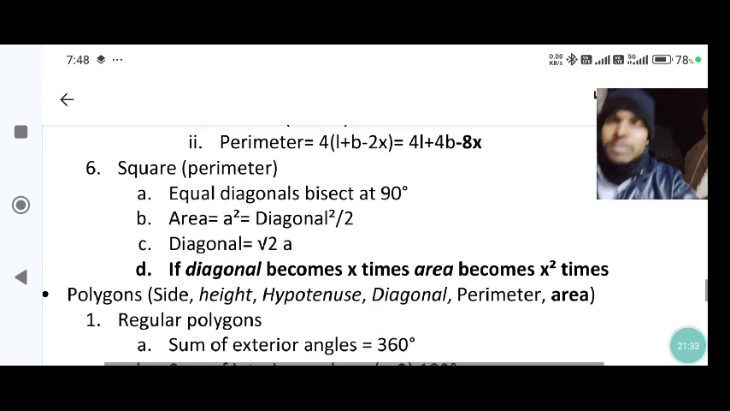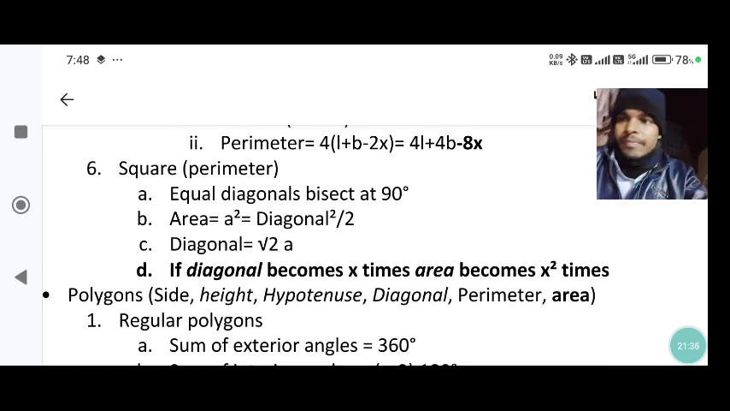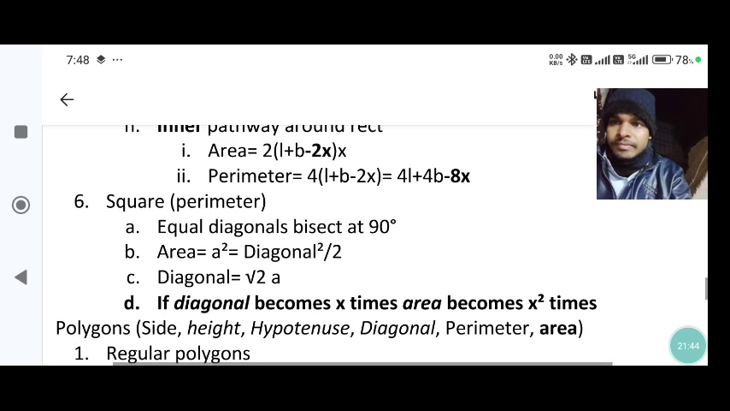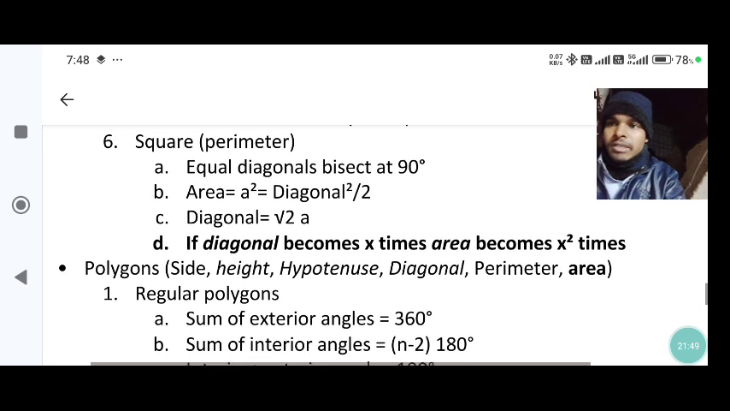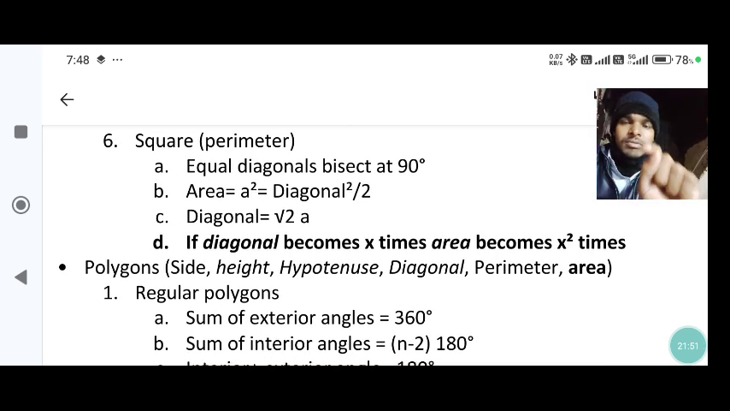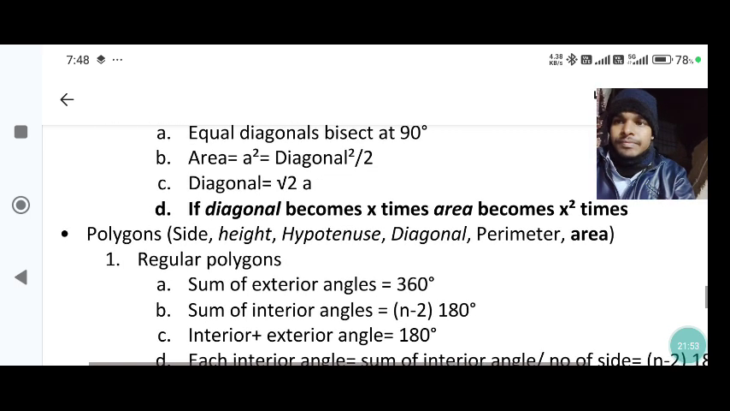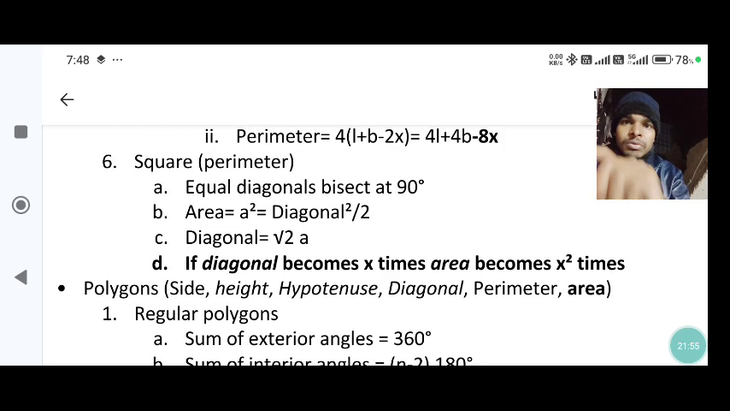Now coming to the square, the perimeter of a square is 4a, and here the diagonals are equal as well as bisecting as well as at 90 degrees. So this is the only case where all 3 properties hold. Area is equal to a square, which is also equal to d square by 2, and the diagonal is equal to root 2 a. If the diagonal becomes x times, then the area becomes x square times. This is to be noted here.